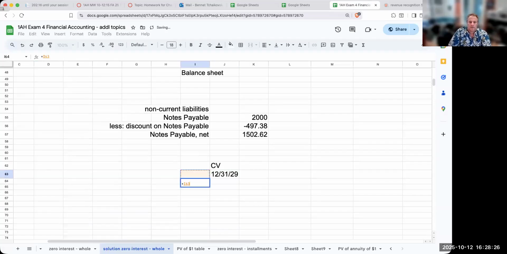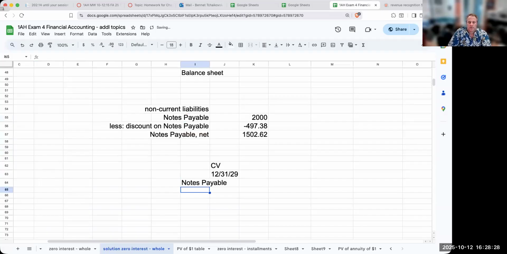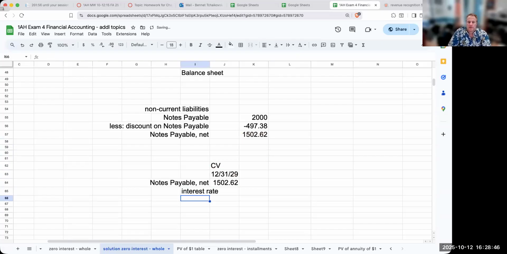My carrying value as of 12/31/29, notes payable, I should say notes payable net, my notes payable net balance was 1502.62. My interest rate is going to be 10%. Okay, if I'm doing this question, I would have to give you that rate.